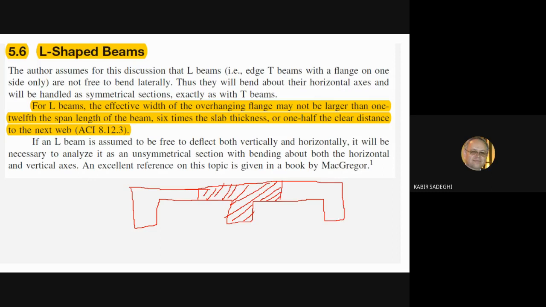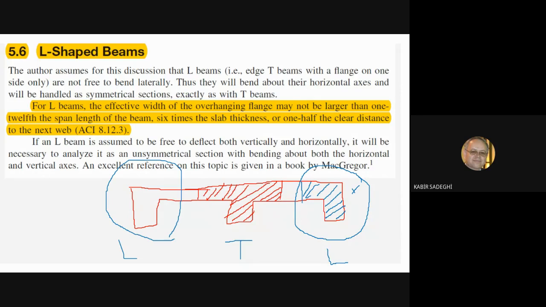But let me change the color. For this part, that part of the slab works with the beam, because a slab is continued from one side, not from here. Therefore, this is an L beam. And this is at the middle a T beam. Again, we have another L beam here. What is the difference between T beam and L beam?